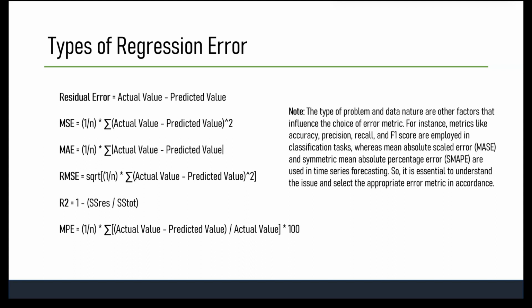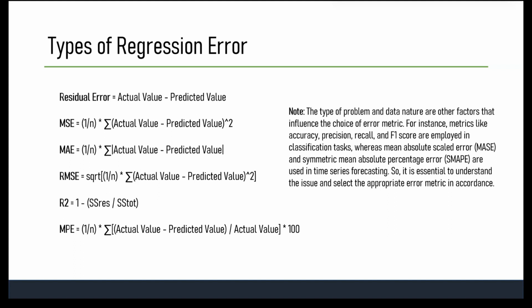Then we have R2 or R squared. It is a statistical measure that represents the proportion of variation in the dependent variable that is predictable from the independent variable. Okay, so R2 is useful when the objective is to understand the proportion of variation in the dependent variable explained by the independent variable, which is what we were looking at in the past few videos. Now the choice of error metrics also depends upon the nature of data. For example, in classification problems, error metrics such as accuracy, precision, recall, and F1 score are used. In time series forecasting, error metrics such as mean absolute scaled error and symmetric mean absolute percentage error are used. It is important for everybody to understand the problem and choose the appropriate error metric accordingly.